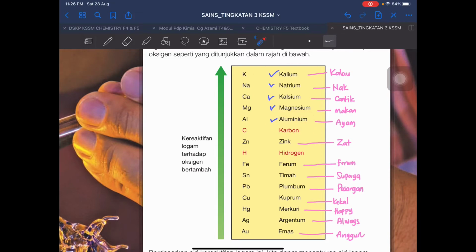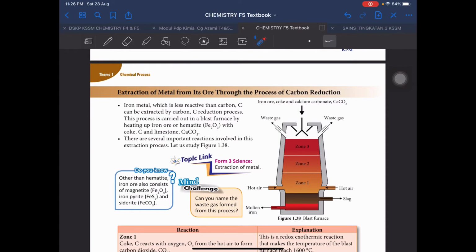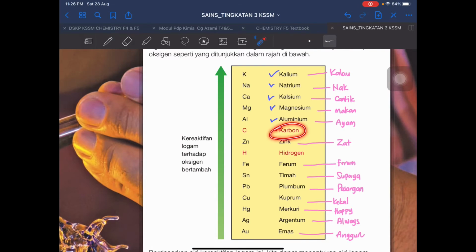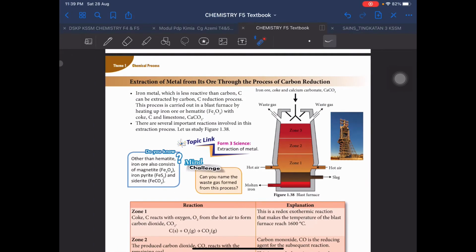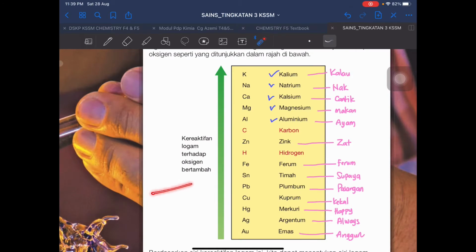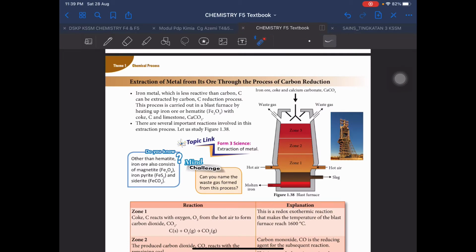So the next thing that you're going to learn is this one. Okay? You are going to learn about carbon reduction. We will use carbon to reduce the metals yang di bawah dia, supaya itu metal boleh di-extract. Okay, so what happened in the extraction of metal through the process of carbon reduction? Remember, in your science textbook, Form 3 already mentioned that all the metals below carbon can be extracted by using carbon reduction. So that's what we are going to learn.